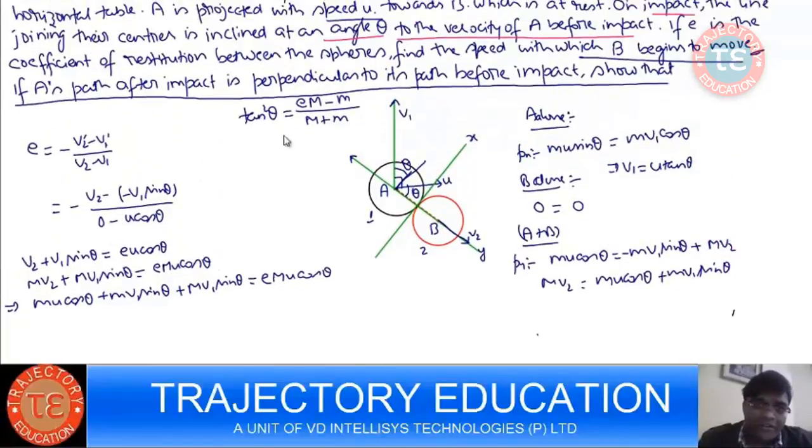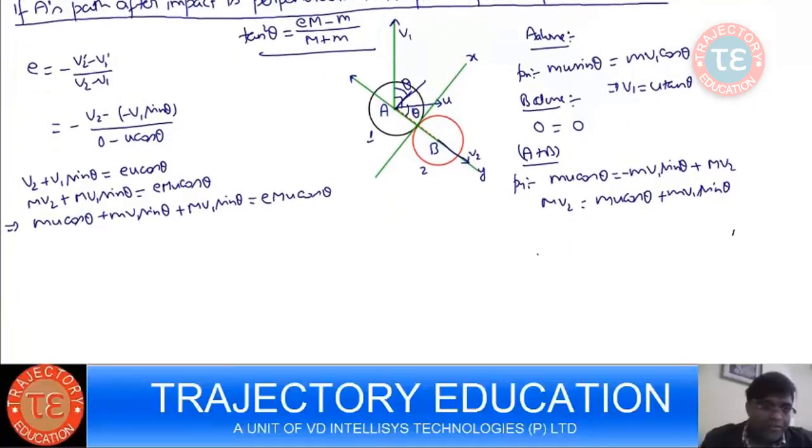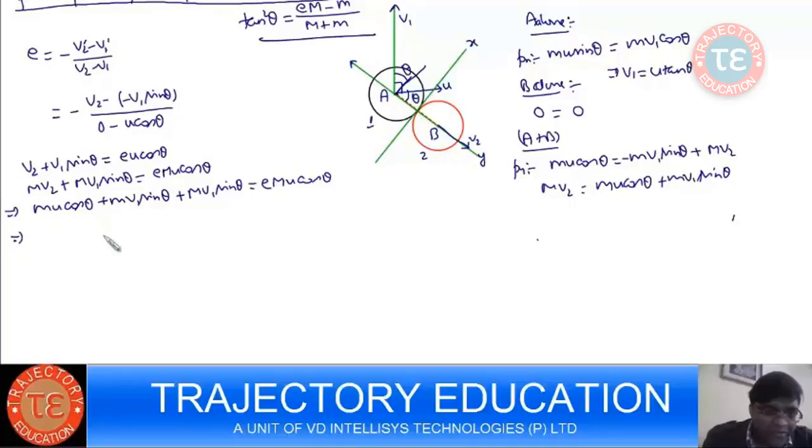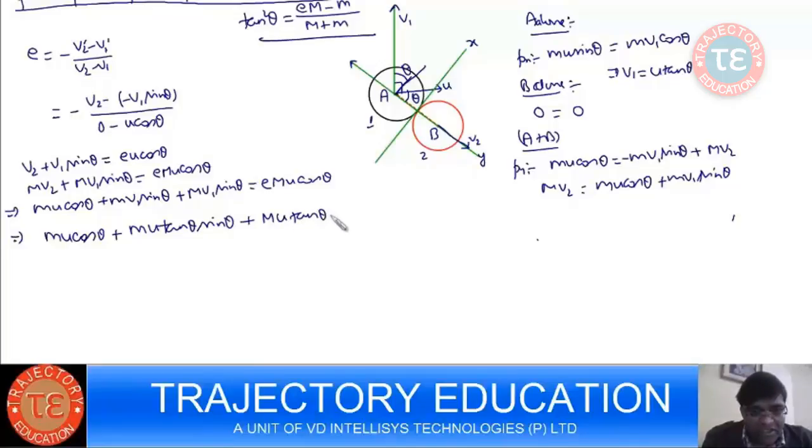Okay, so I need this result, no? I need this result, so that will come automatically. So what we are getting is, I have V1 with me, V1 is u tan theta, so that becomes M v1 sin theta. This is u tan theta. V1 is u tan theta. So M u tan theta sin theta, and m u tan theta sin theta is e m u cos theta.